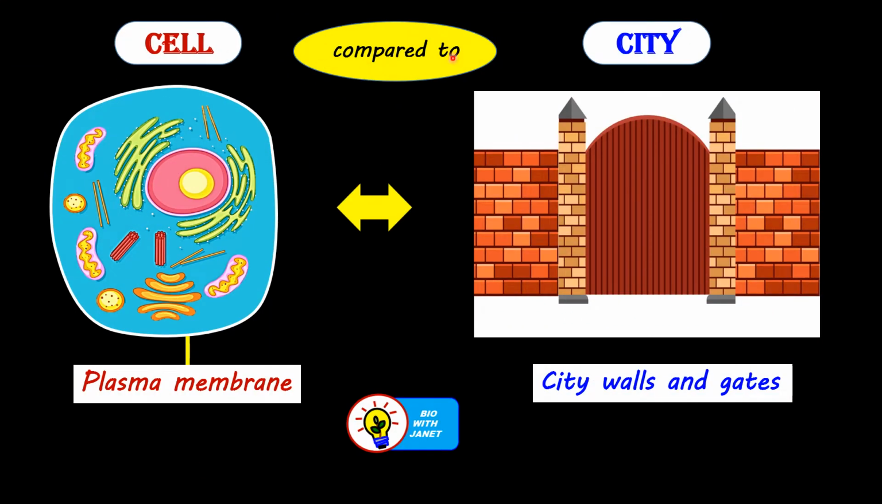Right, a cell compared to a city. The plasma membrane of the cell can be likened to the city walls and gates that surround the city. The city also allows only certain people to enter it, and it can shut the doors and the gates to prevent the entry of enemies, as in the olden days. Likewise, the plasma membrane is involved in regulating the substances that move in and out of the cell.